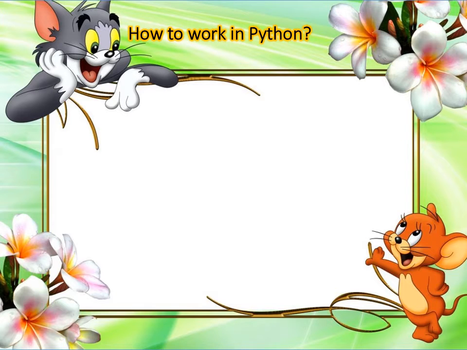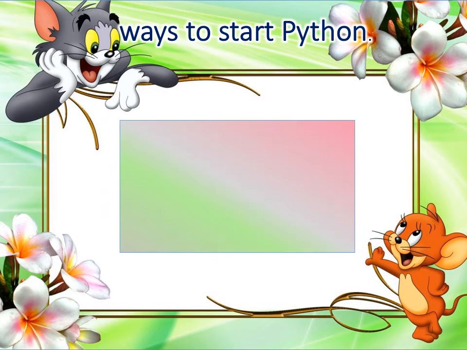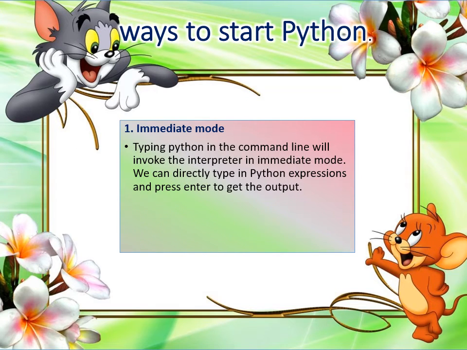Next we are going to check whether we installed it properly or not, and how it works. There are two ways we can use it: interactive or immediate mode, and the other one is script mode. In interactive mode, we can open the command prompt and type Python code, and check whether we get the output or not. Or we can open Python IDLE, and in the Python shell we can type code and execute it. That is immediate mode, interactive mode.